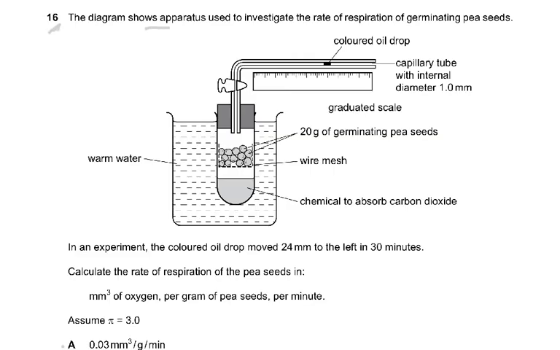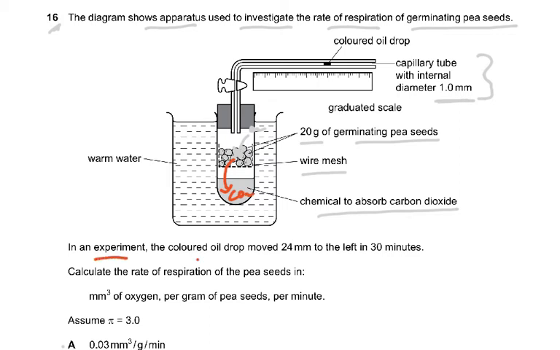Question 16. The diagram shows apparatus used to investigate the rate of respiration of germinating pea seeds. You see a capillary tube with an internal diameter of 1.0 millimeter, a graduated scale, 20 grams of germinating pea seeds, wire mesh, and a chemical to absorb the carbon dioxide. Please remember, we're studying respiration. Respiration is going to use up the oxygen, and the carbon dioxide which is produced is going to be absorbed by this chemical.